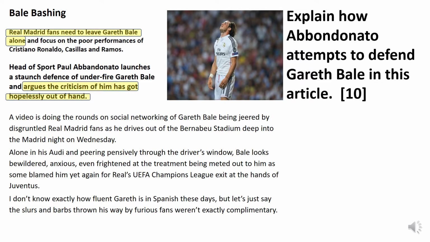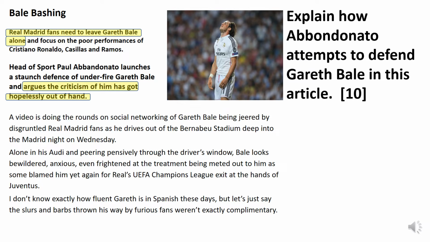So when we zoom in and highlight sections of the text, we need to make sure that the selection of quotations is really relevant. So we've highlighted that Real Madrid fans need to leave Gareth Bale alone, which of course responds to the demands of the question in how the writer tries to defend Gareth Bale. And we've also highlighted how Donato argues that the criticism of Gareth Bale has got hopelessly out of hand.